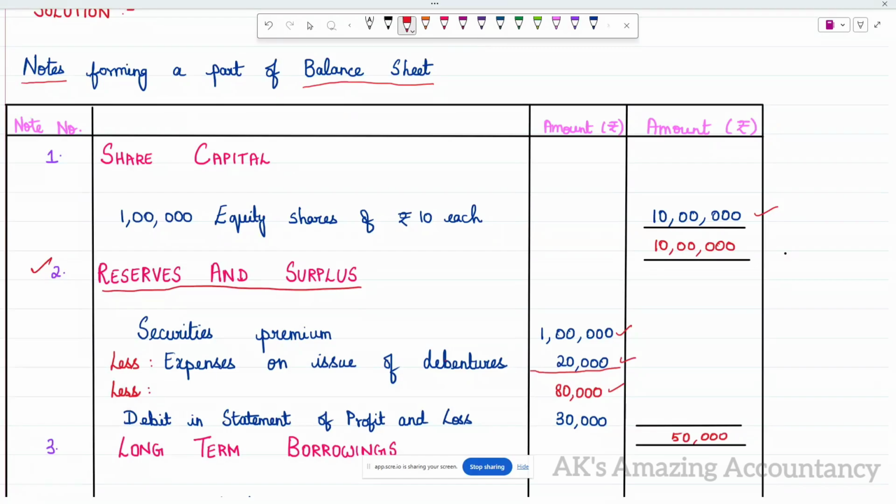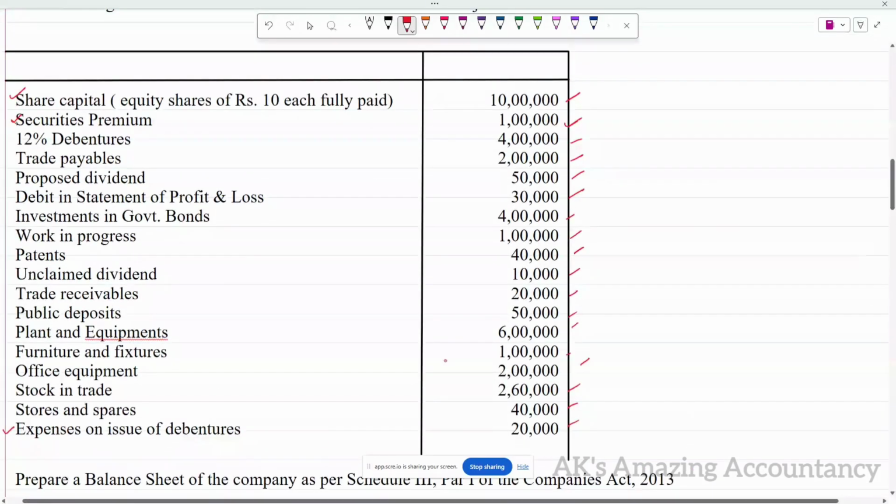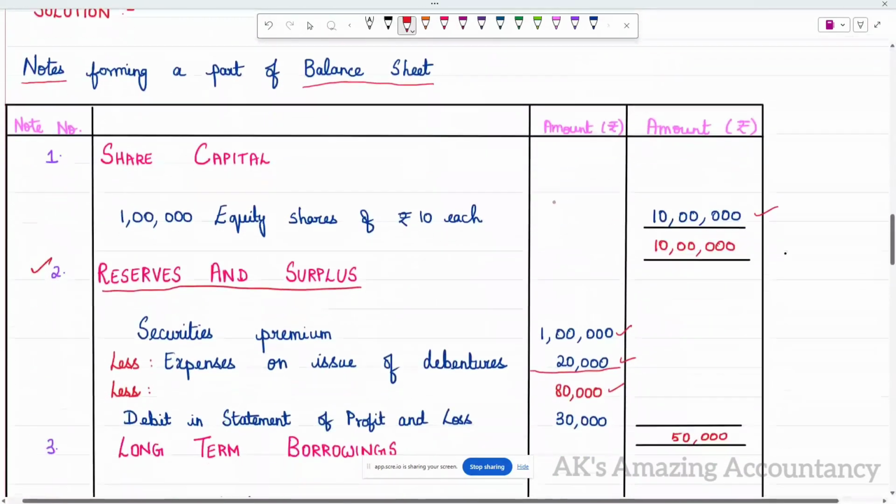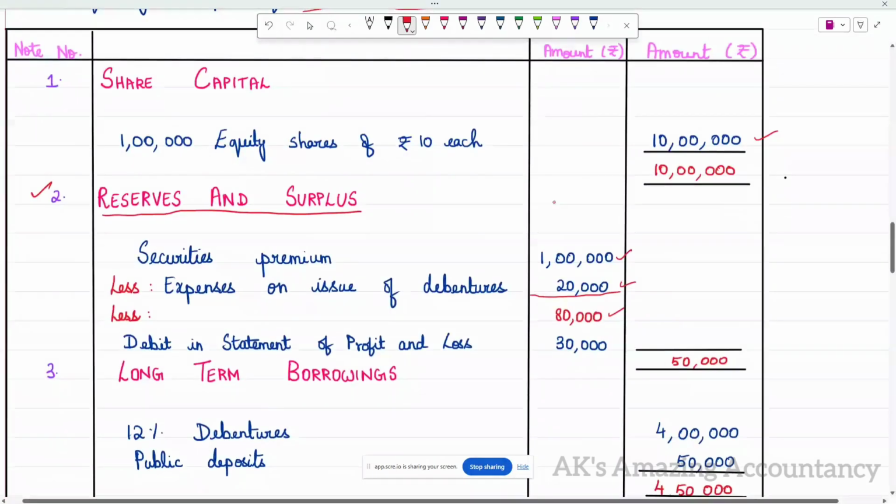But if you have a debit balance in the statement of profit and loss, that has to be deducted. As far as this particular problem is concerned, we have a debit in the statement of profit and loss. So since we have a debit in the statement of profit and loss, this amount 30,000 has to be deducted from the second note, which is reserves and surplus.